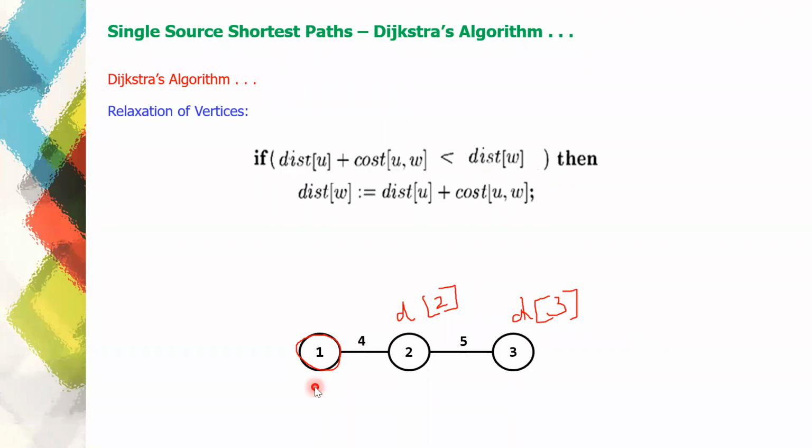Okay, so there is a direct path from vertex 1 to 2 and the distance is 4. From vertex 1 to vertex 2, the distance is 4. Now, there is no direct path from vertex 1 to vertex 3. So initially, I am going to consider the distance as infinity.